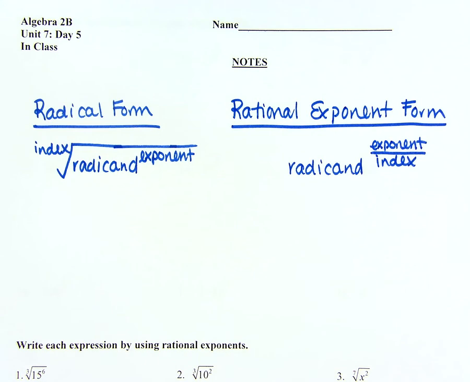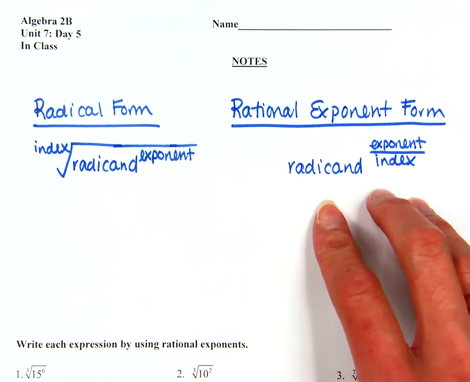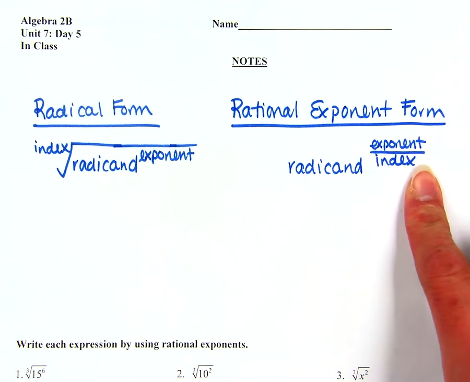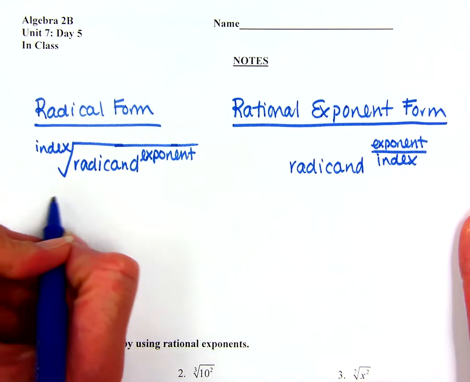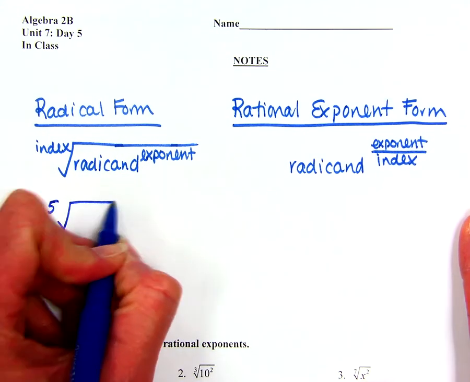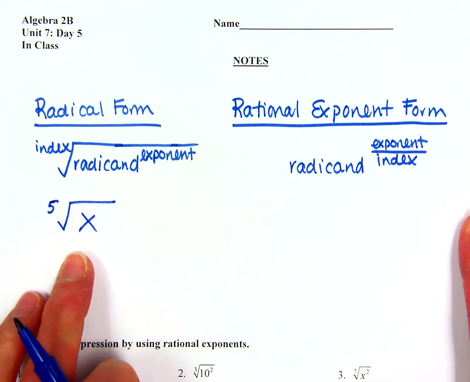Alright, so today we're just converting radicals into what's called rational exponent form. So essentially it's just a power that has a fractional exponent. We already know that the index is the little number that's over here. So let's say, for example, we have the fifth root of x. Right, we've seen this before.